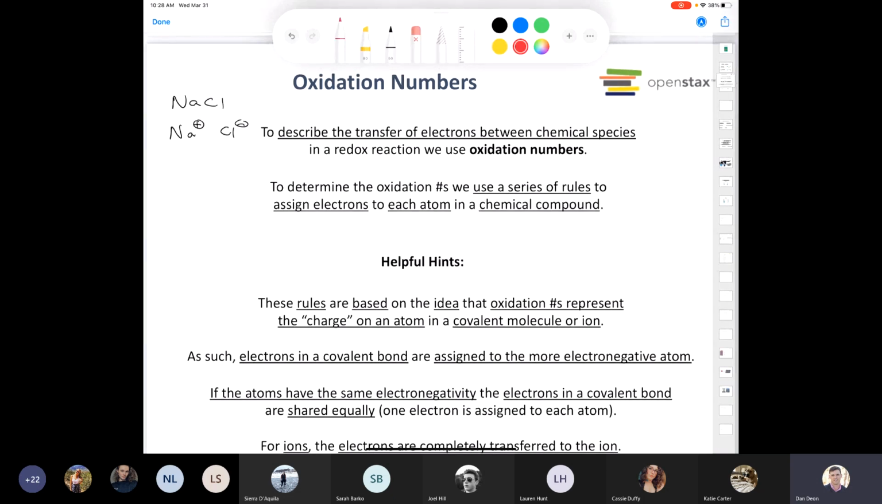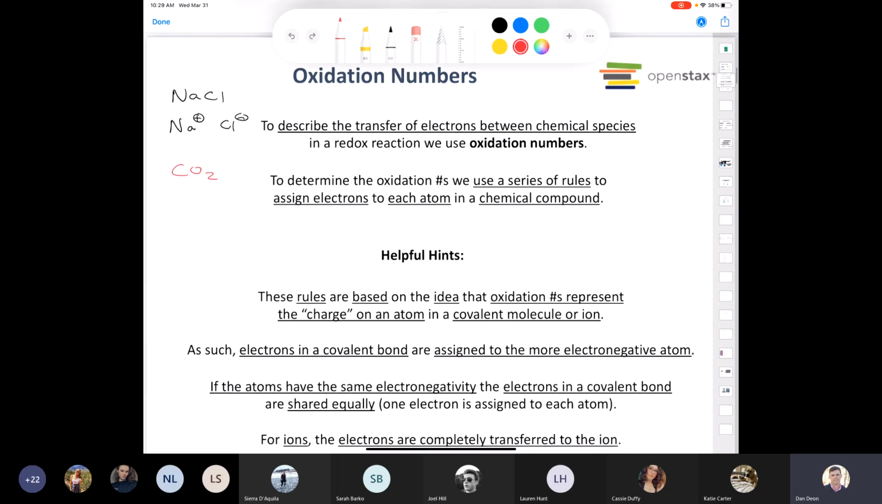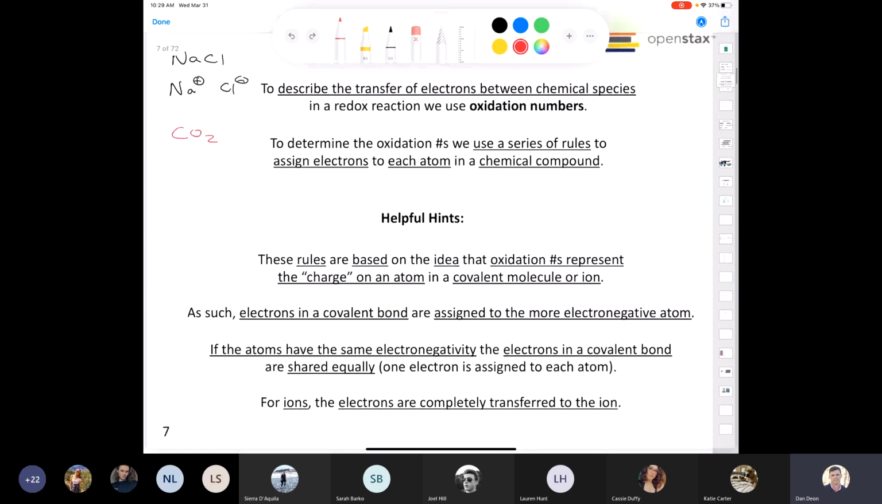But if you look at a compound like CO2, carbon dioxide, that's a covalent compound. It might not be as abundantly clear what the oxidation numbers are there because it's not an ionic compound. It's not as simple. We don't think about those elements as being ions. So in order to determine oxidation numbers, we use a bunch of rules. And what are these rules based on? They're based on the idea that the oxidation numbers represent the supposed charge on each atom in a covalent molecule or an ion.